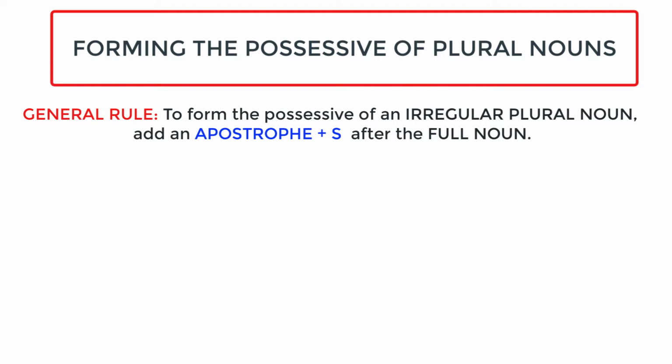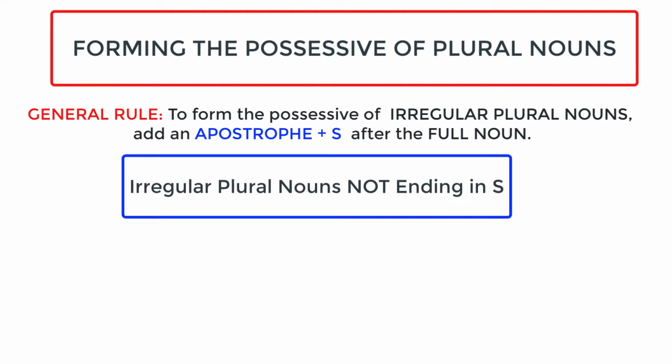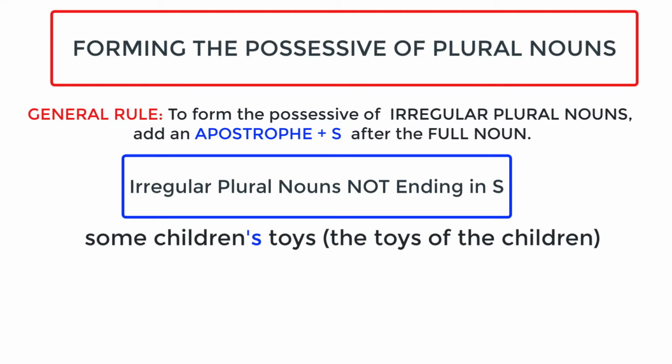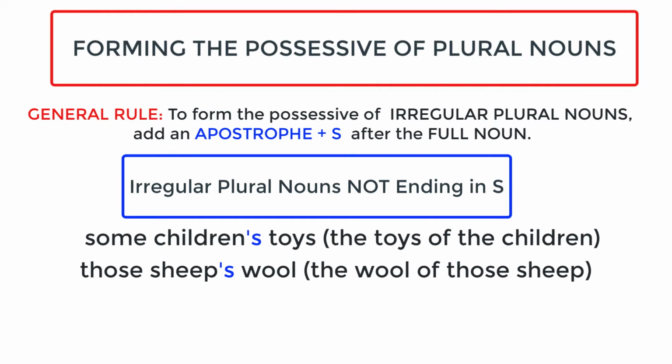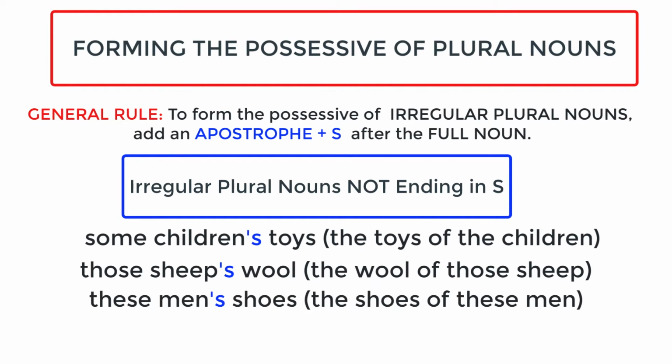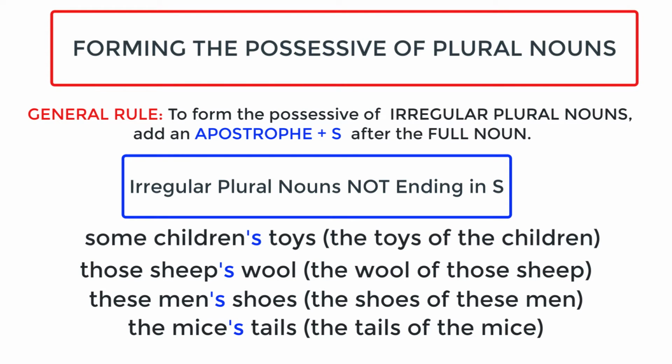Let's go on to forming the possessive of a plural noun not ending in S. These are irregular nouns that do not follow the rules for making the plural. Some children's toys, those sheep's wool, these men's shoes, the mice's tails.